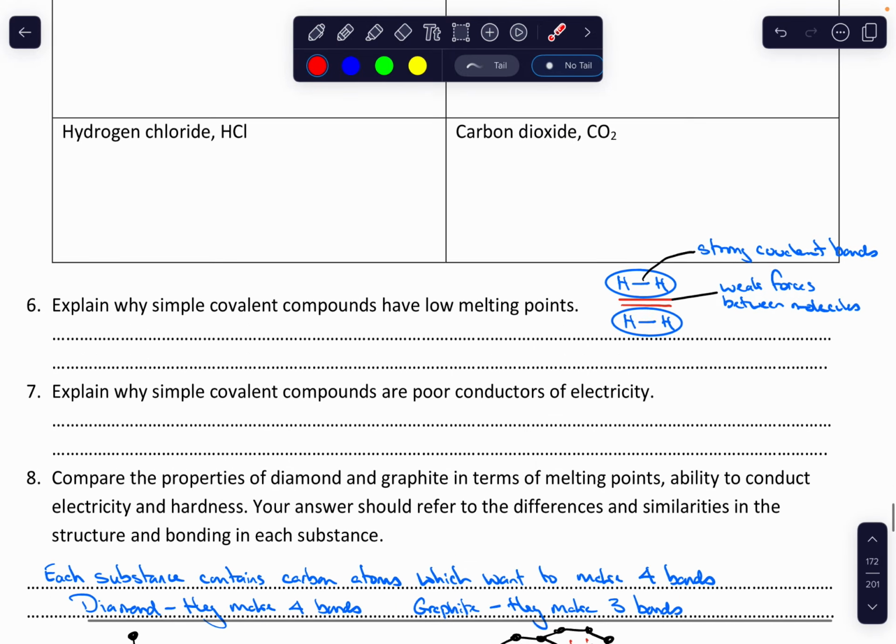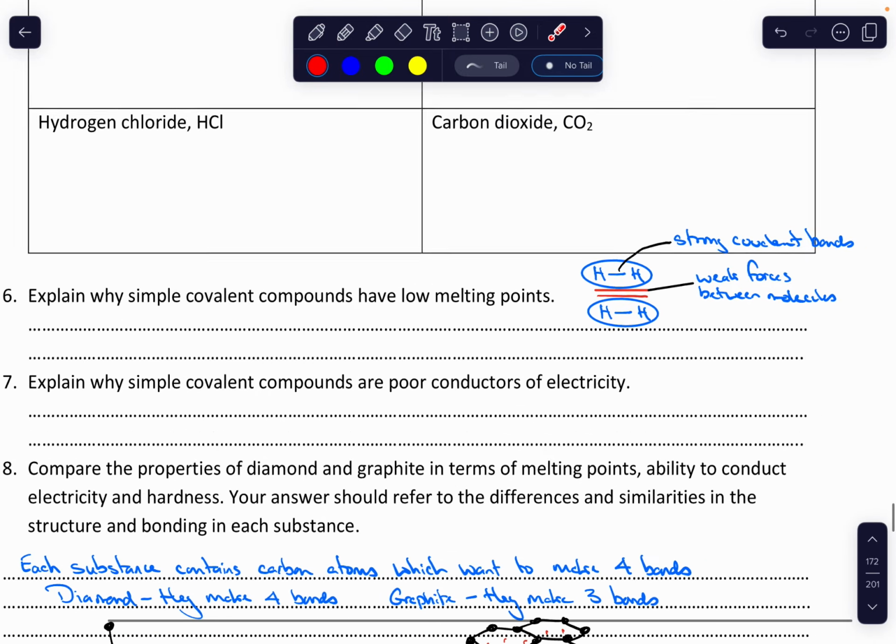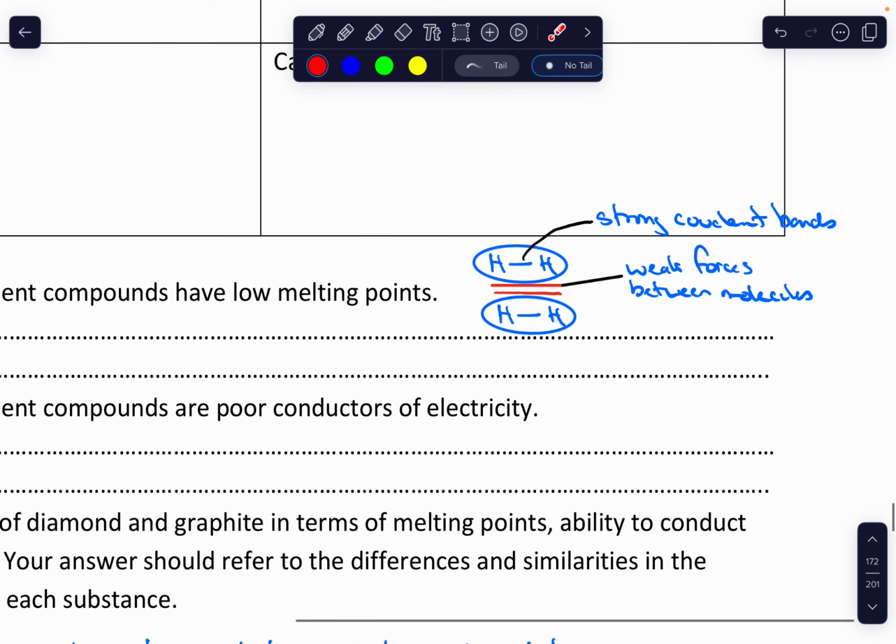Why do simple covalent compounds have low melting points? This is the image that should be in your head. Here's my molecule and here's my molecule, and my molecules are held together by strong covalent bonds. But then in between the molecules are these weak forces that exist.